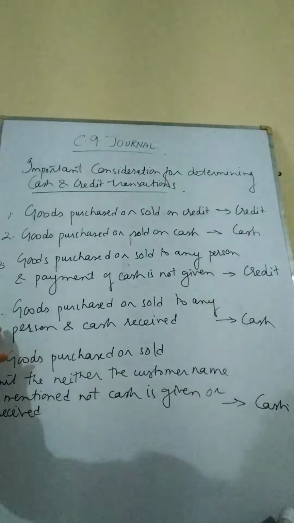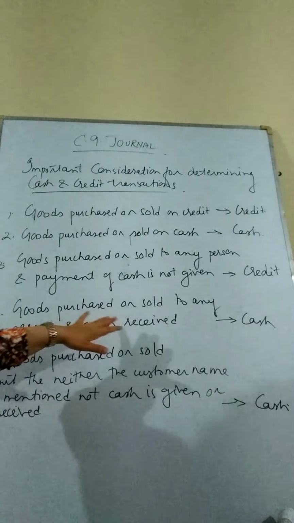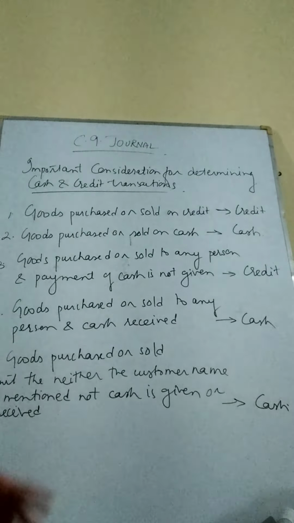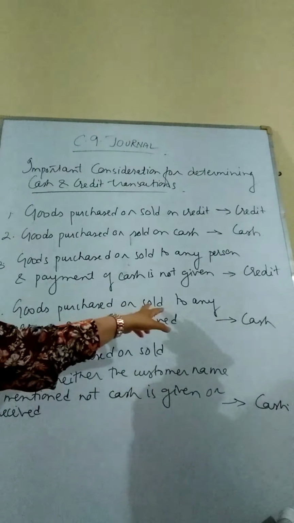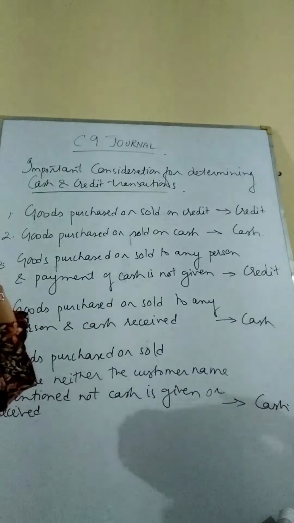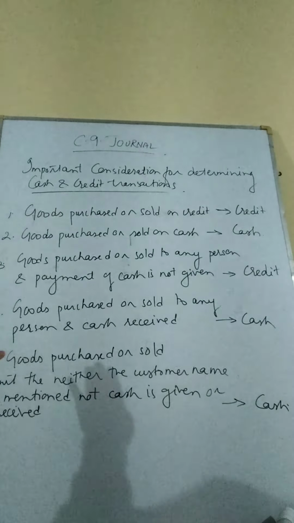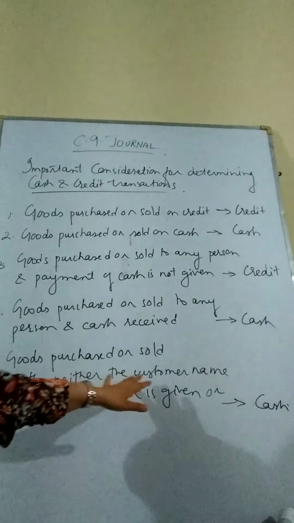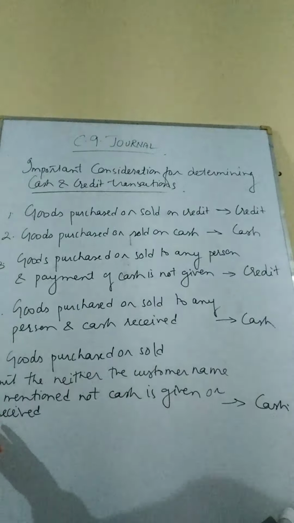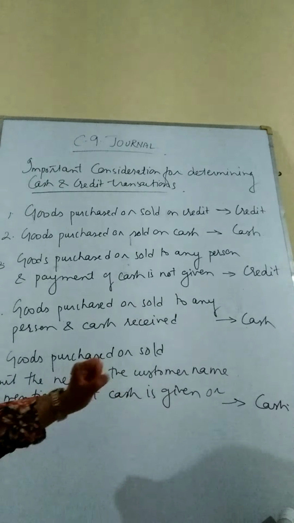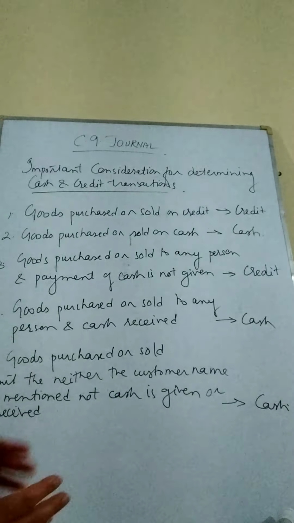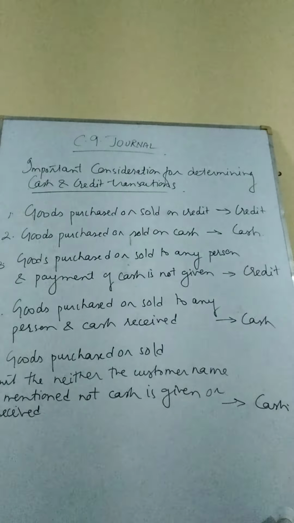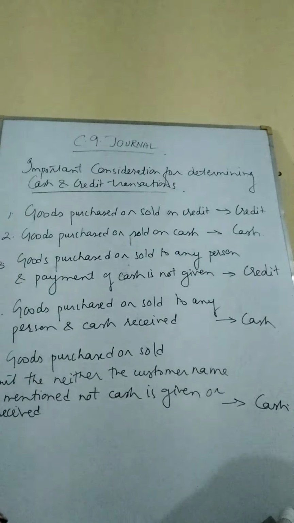Then the fourth consideration: goods purchased or sold to any person and cash is received. Automatically it will become a cash transaction when the word cash is given. So it is a cash transaction. Now the fifth one: goods purchased or sold to any person, but neither the name of the customer is given nor is it mentioned that cash is received or given. If neither the name of the person nor the word cash is given, we consider it a cash transaction.